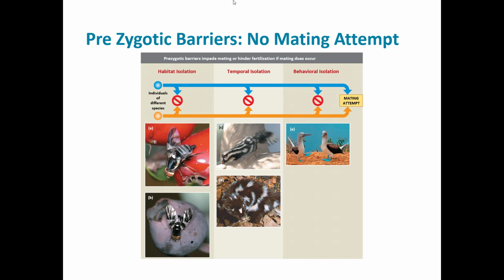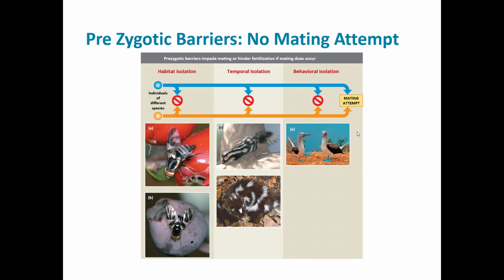We've all encountered behavioral isolation. We've been to a party where some weirdo is hitting on people and no one is going to go home with that weirdo. That's behavioral isolation. Okay? So that's when behavior keeps one organism from attempting to mate with another.